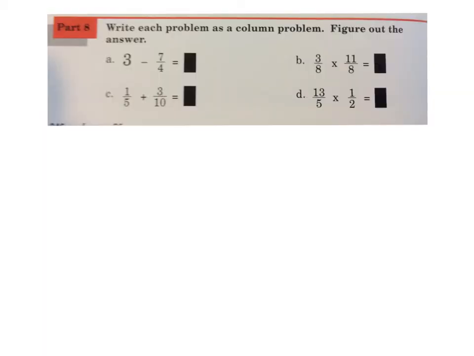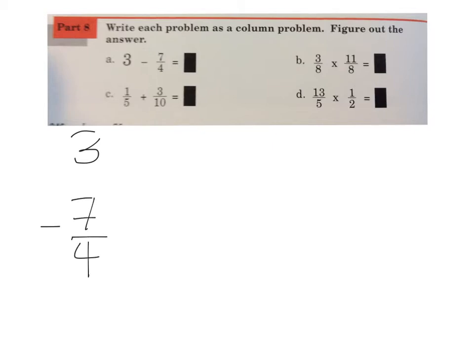So the instructions for part 8 tell us to write each problem as a column problem. What I can see right now is that I have this written side to side, but columns go up and down. So we want to rewrite this to be an up and down problem and then solve it just like we regularly would. So to start out, I have the number 3, and then I'm going to be subtracting 7/4.